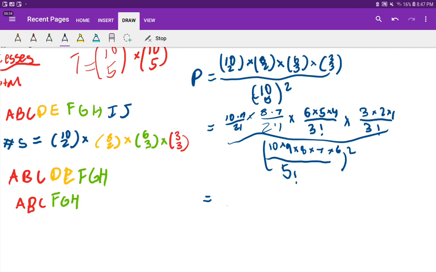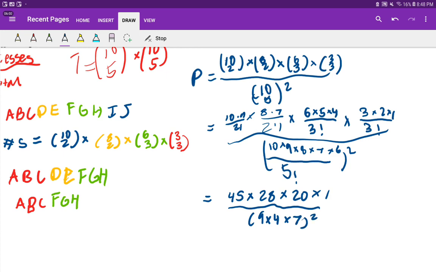10 times 9 divided by 2 is equal to 45. 8 times 7 divided by 2 is just 4 times 7, or 28. 6 times 5 times 4 over 3 factorial. Well, 3 factorial is 6, so then you just get 5 times 4, which is 20. 3 factorial divided by 3 factorial is just 1. In the denominator, we can calculate that 5 factorial is equal to 120. So we can cancel out the 6, the 10, and a 2 from the 8. So then we just get 9 times 4 times 7 squared.